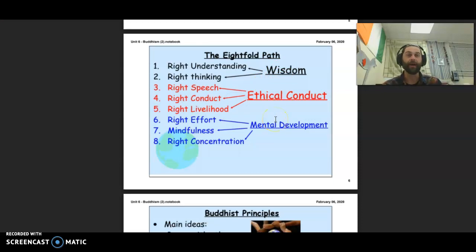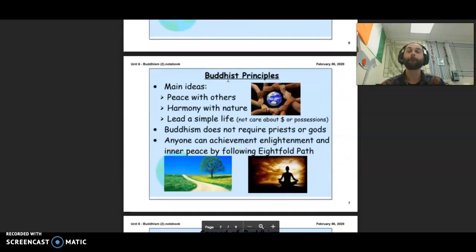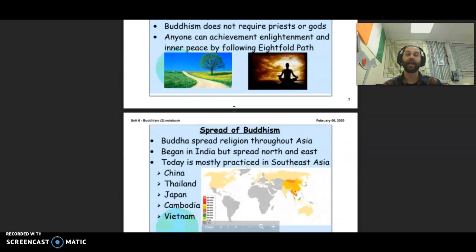I want you to stop and think about the IB learner profiles. And when we look at those, principled, knowledgeable, understanding, caring, risk taker, those are all things that fold into the idea of how do we become a good person? How do we be the best person we can be? And according to Buddhism, you must follow the Eightfold Path. Some of the main ideas are peace with others, harmony with nature. In fact, it's the opposite of harmony with money, but it's leading a simple life. It doesn't require priests or gods, and anyone can achieve it through following the Eightfold Path.